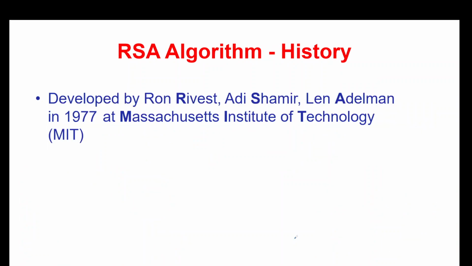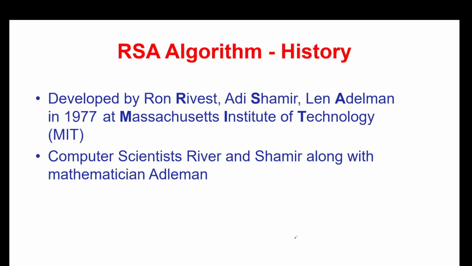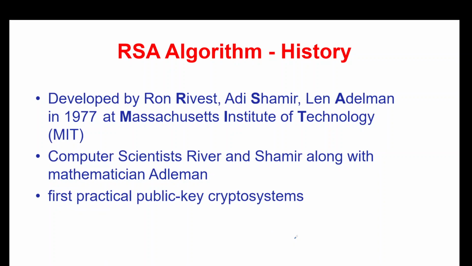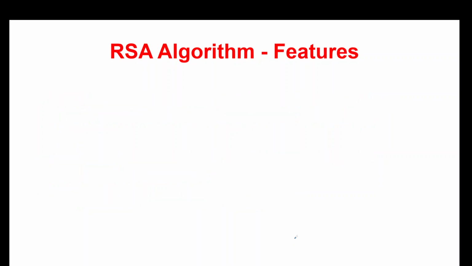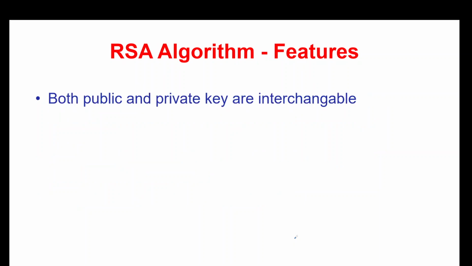Now, let us start with the RSA algorithm. It was developed by Ron Rivest, Adi Shamir, and Len Adleman in 1977 at MIT, the Massachusetts Institute of Technology. In short, we call it RSA, which refers to the three developers. Rivest and Shamir are computer scientists, along with a mathematician called Adleman. It is the first practical public key cryptosystem. Even though earlier a lot of systems had been theoretically proposed, this is the first public key cryptographic algorithm which came into existence practically.